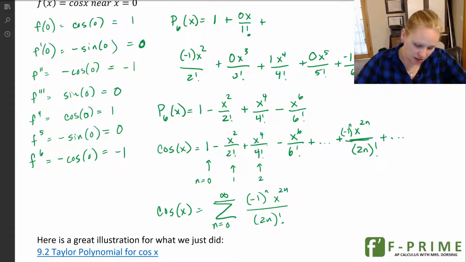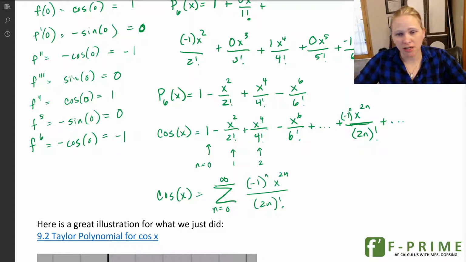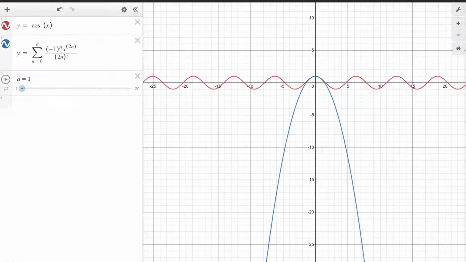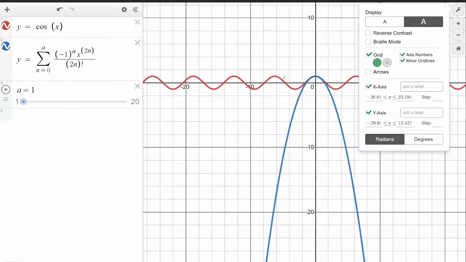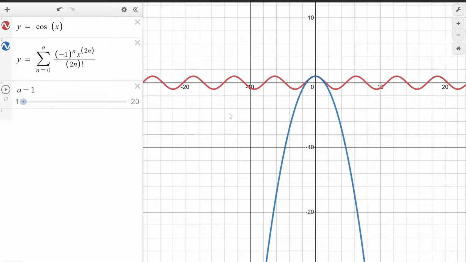Now, let's take a look at a little illustration for what we just did and kind of show you the polynomial that we just built, how it lines up with cosine. Now here I have graphed cosine, and you can see in the red, that's the cosine curve. So let's make it nice and easy to read. So here's my red cosine curve, and here's the polynomial. Now what I've done is I've put the sigma notation in, and I'm allowing you to see, okay, if a equals 1, this just means we have an x squared term. So you can see we have an upside down parabola. It's an x squared term.